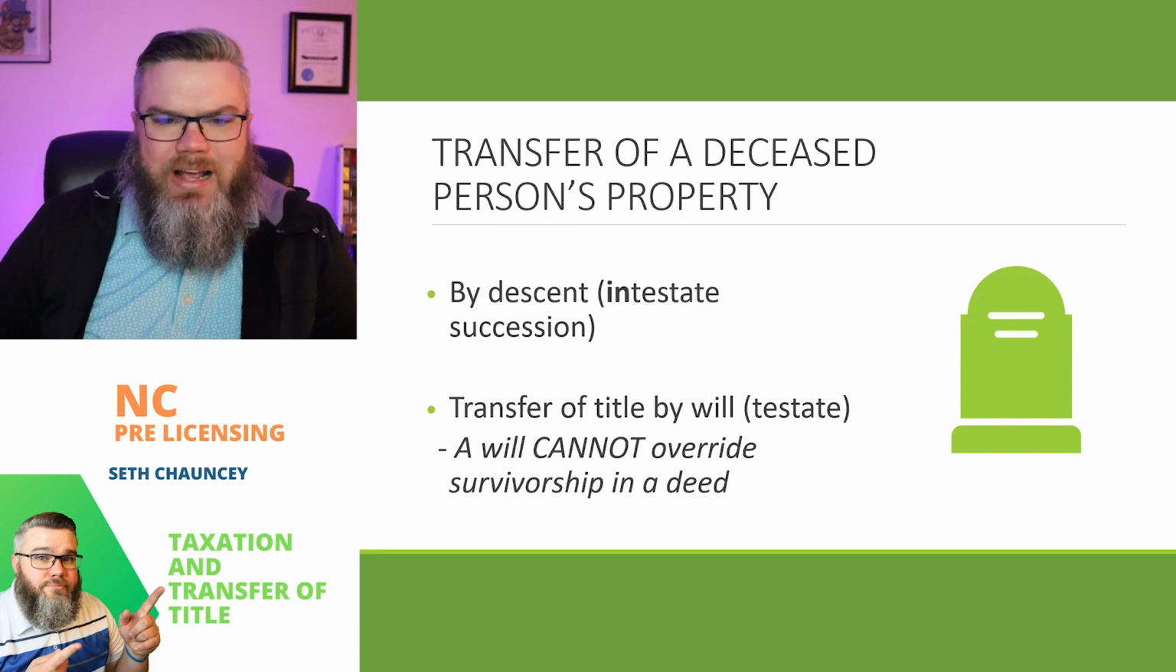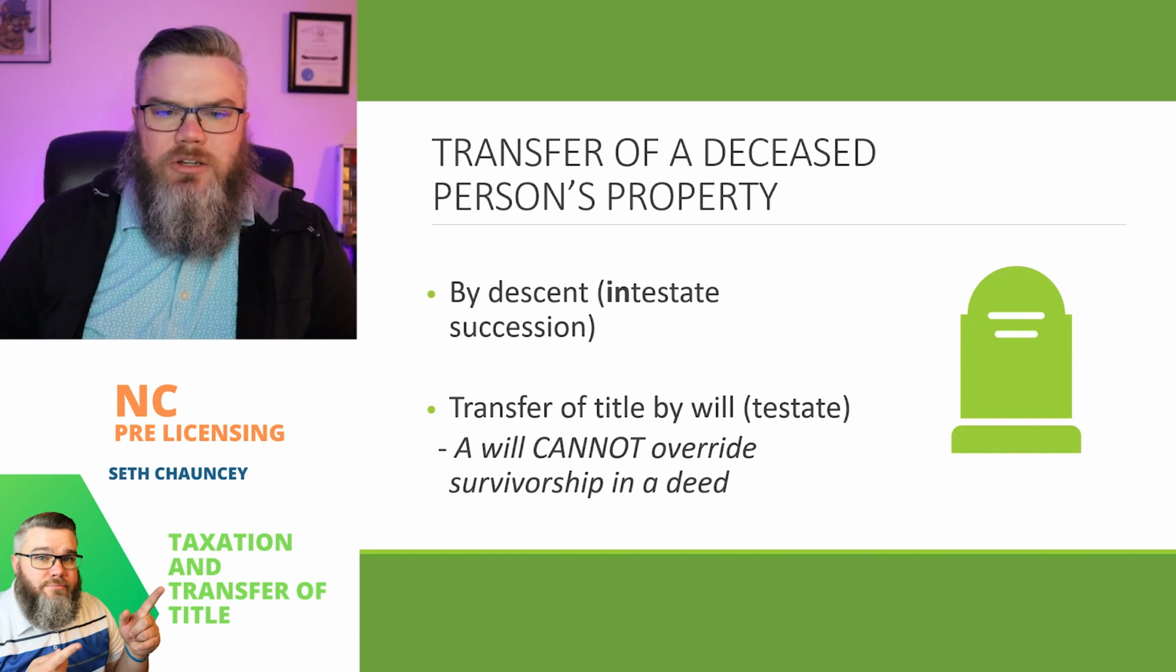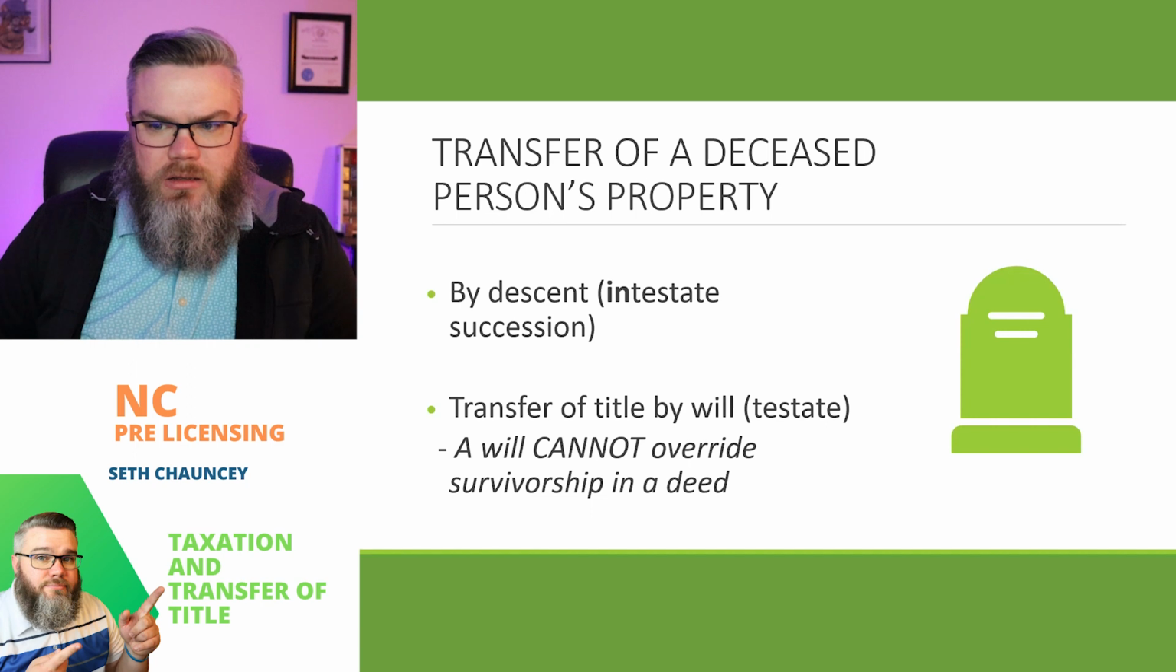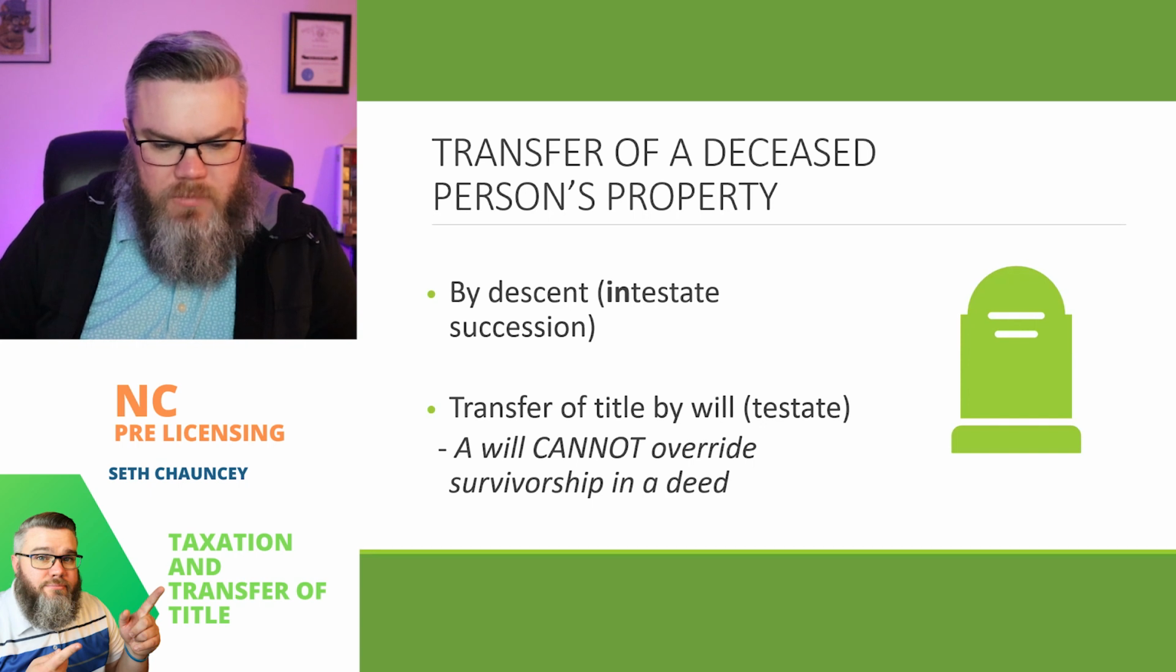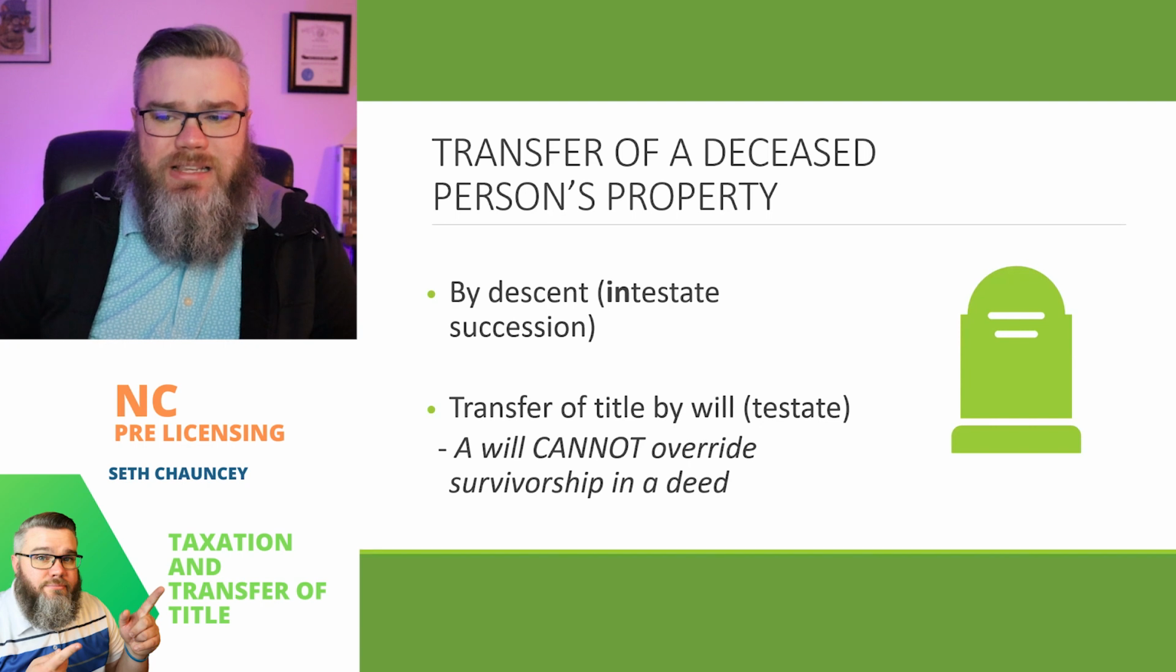So when somebody dies and they leave a will to give somebody property, okay, that is called dying testate. That's the verbiage for it. When you die and you do have a will, it's called dying testate. If you die and you do not have a will, it is called dying intestate.